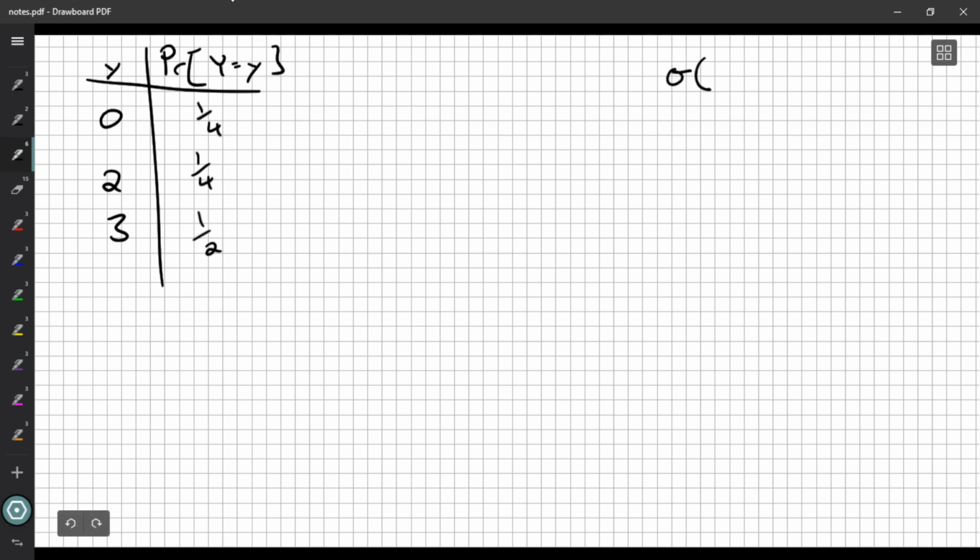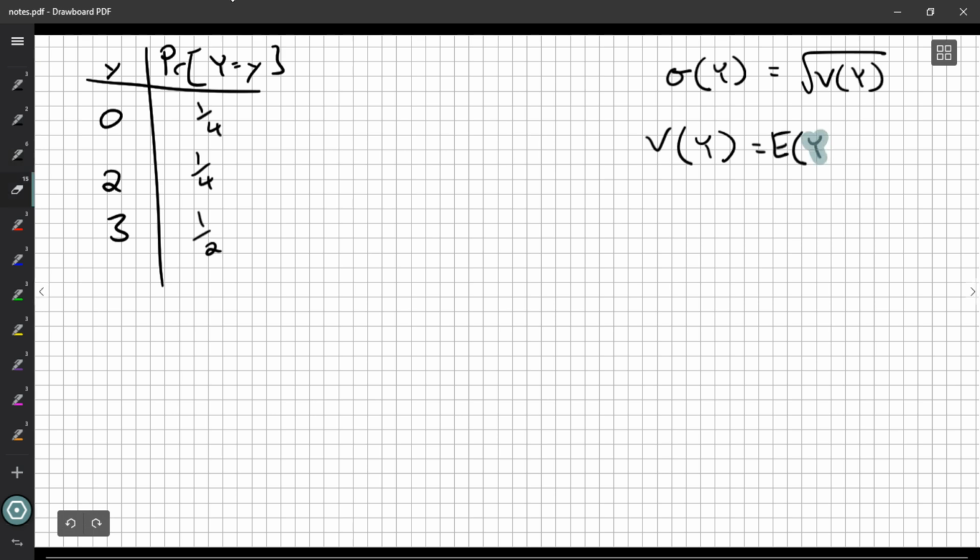Well, the standard deviation is the square root of the variance. Right? So if we figure out the variance, we just take the square root. All right, well, how do we figure out the variance? Well, there's a couple ways. Let's figure out the variance by using the formula, the expected value of, we'll create a new random variable, y minus the mean, the expected value of y, squared.